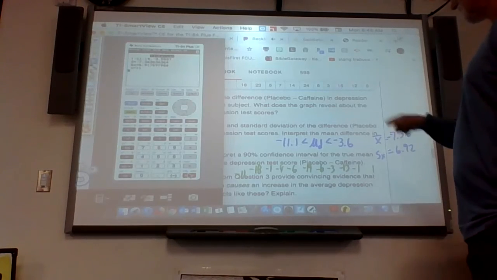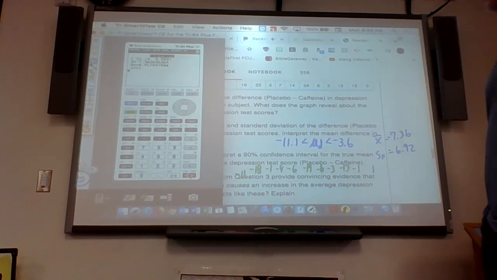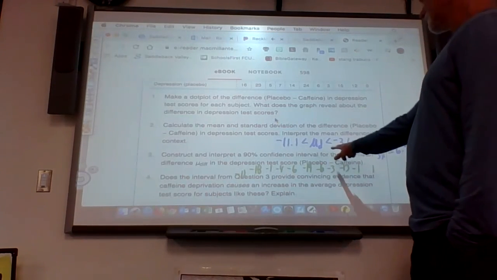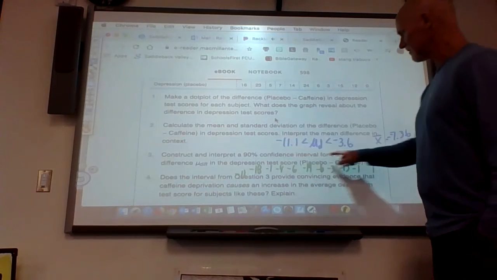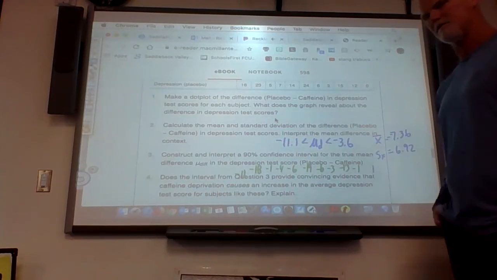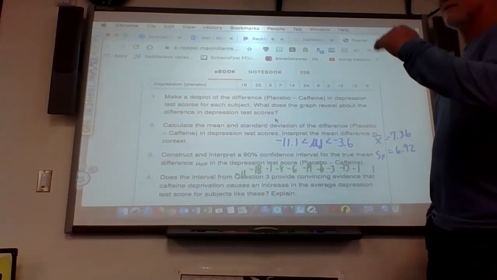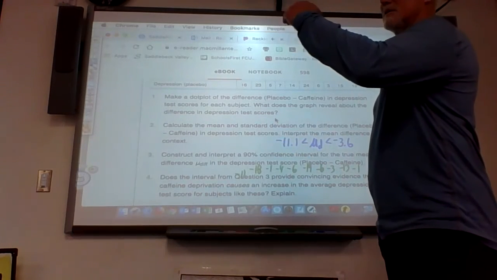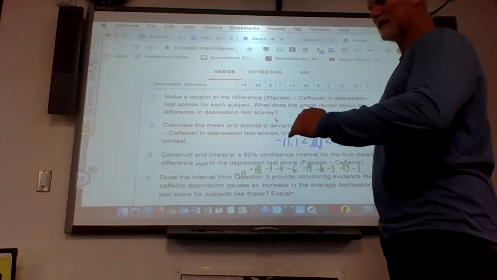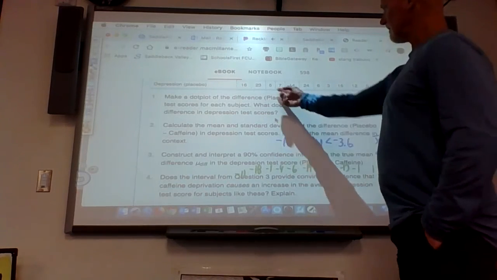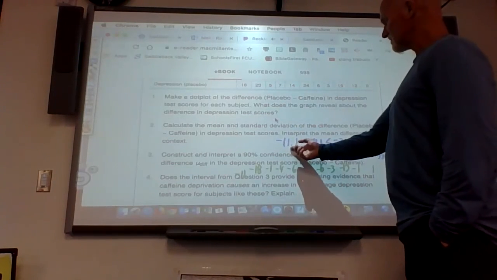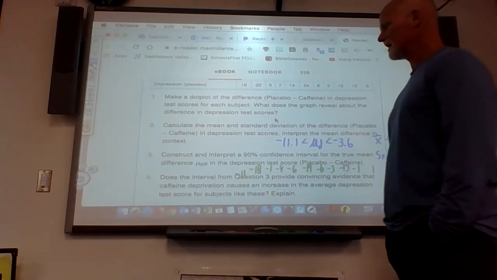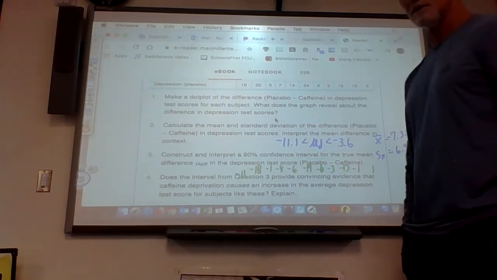Now, what you need to understand from this is it does ask us to interpret this. And so if I'm going to interpret this, it does not include 0. Both numbers are negative. And so the depression of the people, and it's the same person, compared taking the caffeine as compared to taking the placebo, their depression rate went up by somewhere between 11 and 3.6. And so, yes, there is a significant difference here.